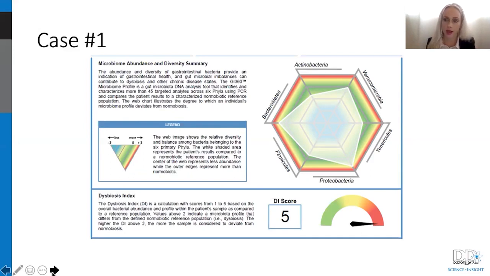The Proteobacteria actually are associated with inflammation, and that could be contributing to the patient's dysbiosis index score of 5. So recall that dysbiosis index scores above 3 are associated with deviations from normobiosis and do have a high confidence interval to associate with dysbiosis with regards to IBS, IBD, obesity, low FODMAP diet. So we'll learn a little bit more about what's making up this patient's dysbiosis index score.